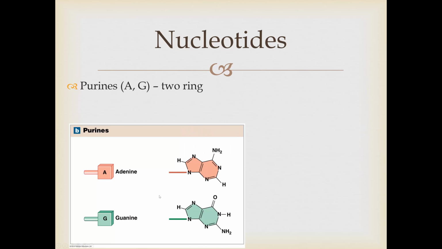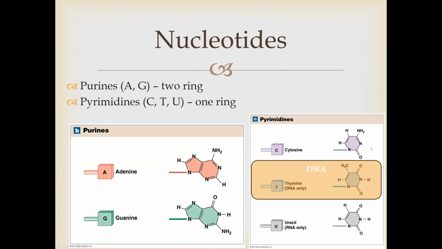Looking at the different nucleotides, purines, which are adenine and guanine, the A and the G, have two rings. You see the nitrogens in there, which is why they're called nitrogenous bases, and having two rings is what makes them a purine. Adenine is shown in red, guanine shown in green.